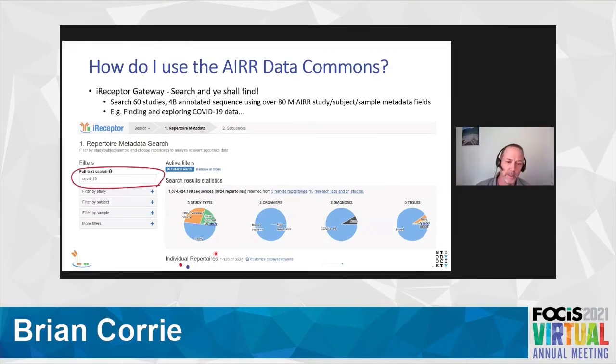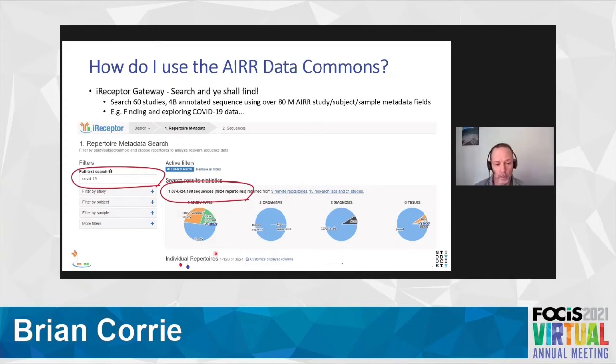I'll just use a quick example. So there's over 4 billion sequences in 60 studies. It's as simple as typing COVID-19 into a text search field, and that immediately gets you down to the 1 billion sequences of COVID-19 data that currently exist in the AIRR Data Commons. So this search is actually sending queries to each of those repositories. There are currently 4 active repositories in the AIRR Data Commons. So this query is being sent out to those repositories, and the data and the query response is being federated by the gateway to allow you to access that data.